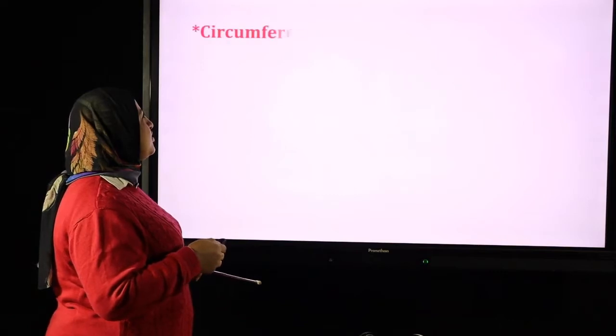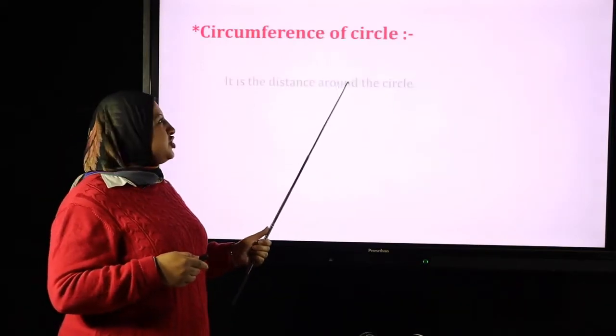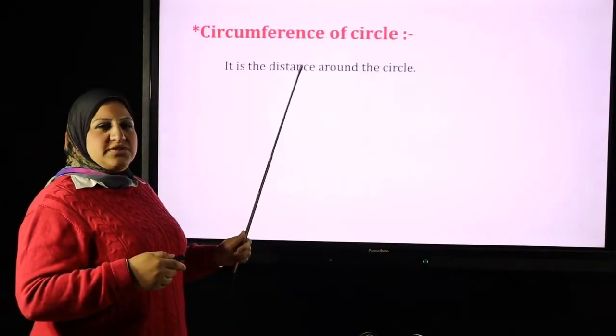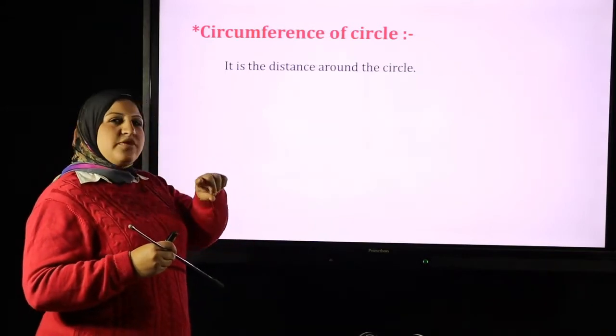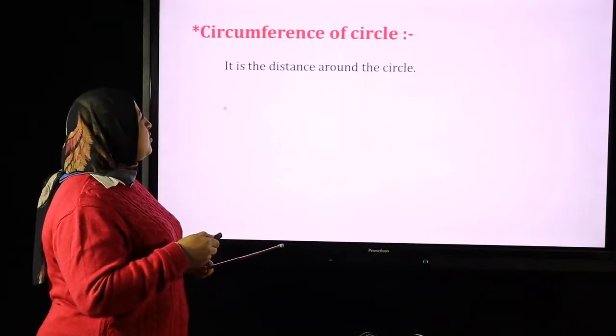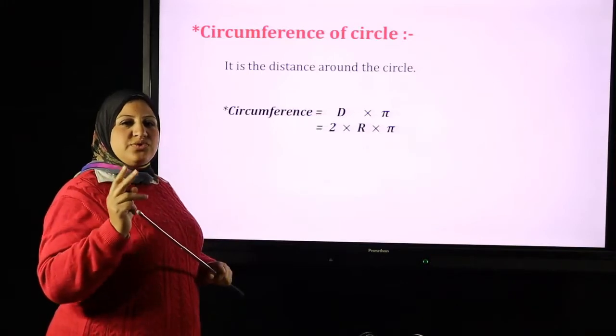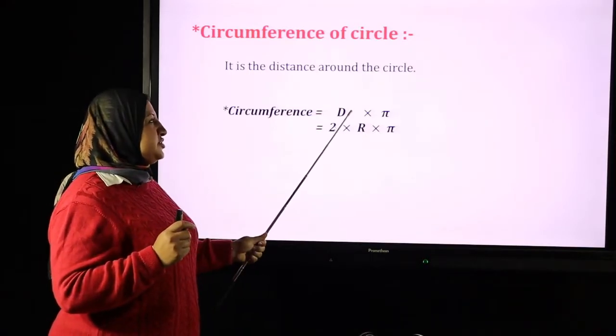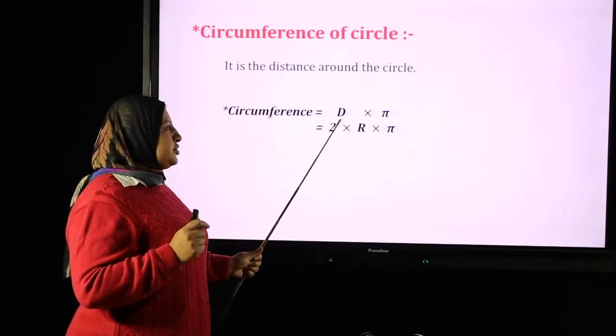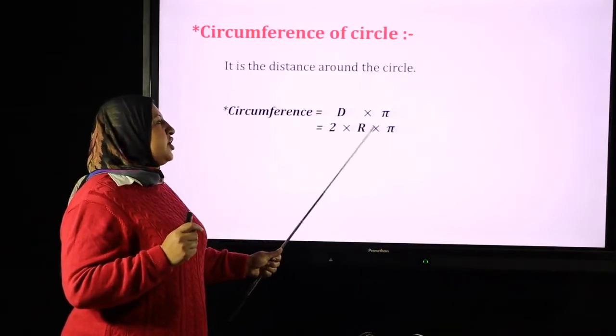What is the circumference of the circle? The circumference of the circle is the distance around the circle, or the length of the line around the circle. Circumference has two rules. Number one, diameter times pi, and number two is 2 times r times pi.